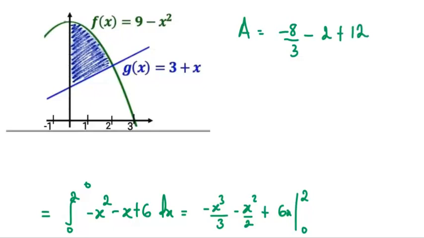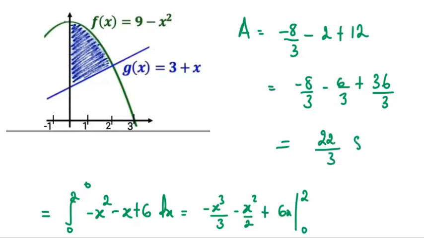So let's simplify this. We need to make the denominators equal. We get negative 8 by 3 minus 6 by 3 and then plus 36 by 3. Here we just need to simplify the numerator by subtracting and adding. So 36 minus 14 is giving us 22, so we get 22 divided by 3 square units. And this right over here is the correct answer.